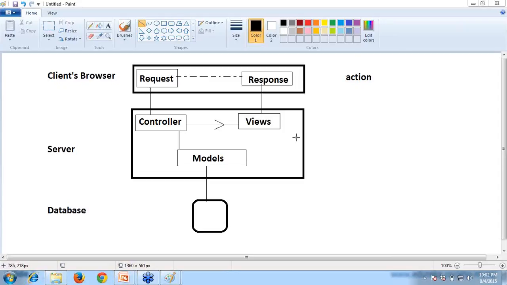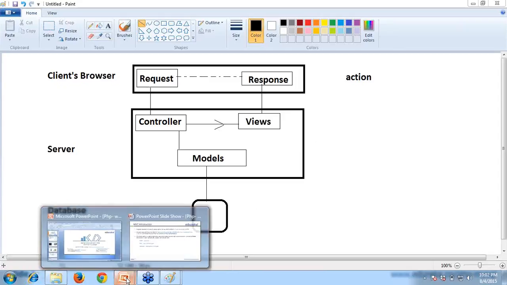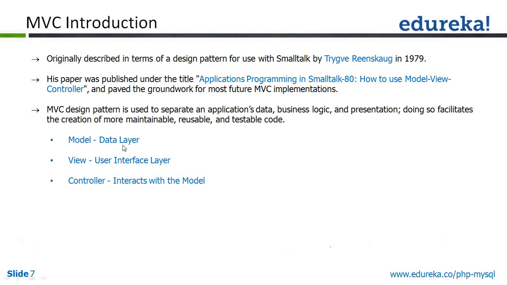So this is what MVC, model view controller. MVC, model view controller. So model is the data layer, view is the user interface layer, and controller interacts with the model, an intermediary between the view and the model. So what is the flow?